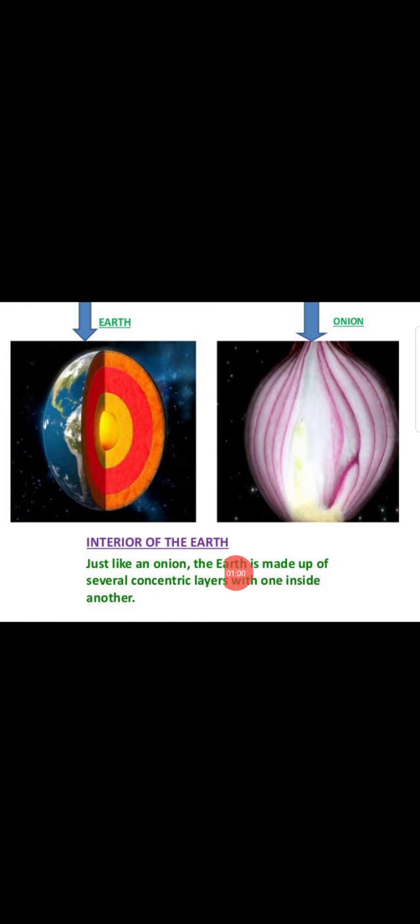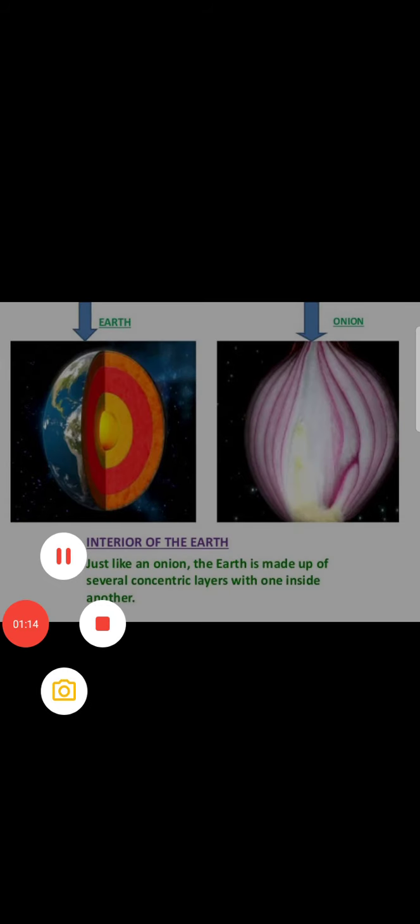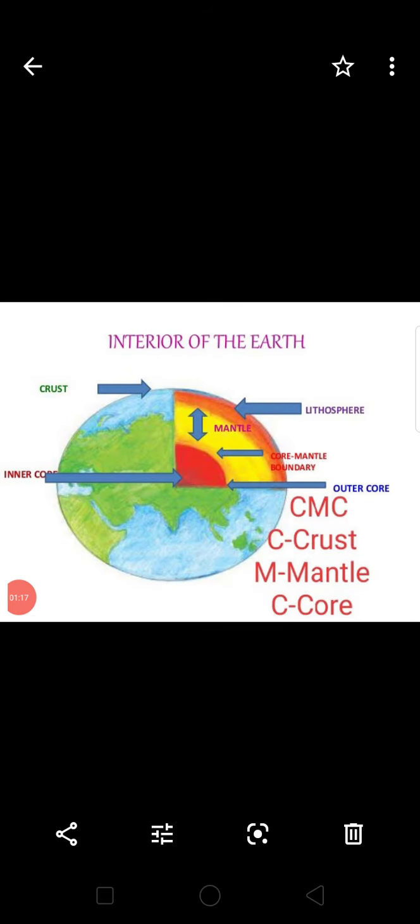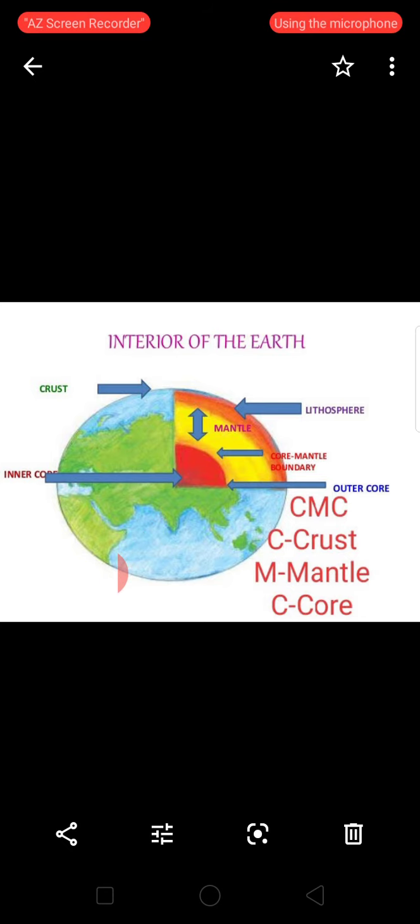Interior of the Earth. Just like an onion, the Earth is made up of several concentric layers with one inside another. There are three main layers of the Earth, namely crust, mantle, and core. How to remember three layers of the Earth? Remember CMC. C stands for crust, M stands for mantle, and C stands for core.